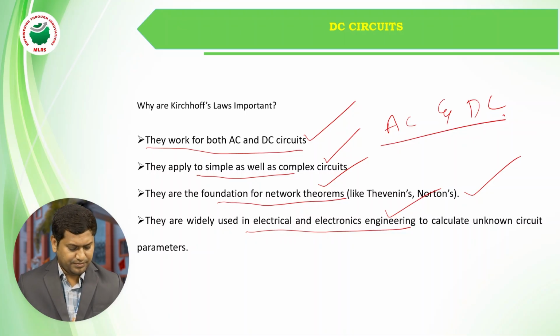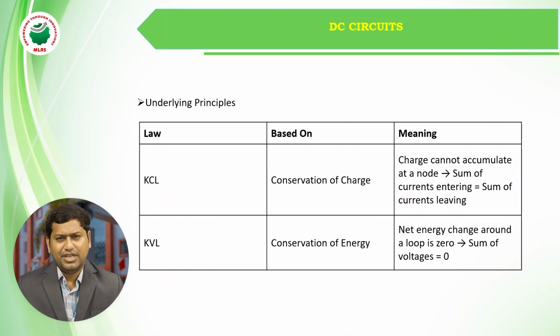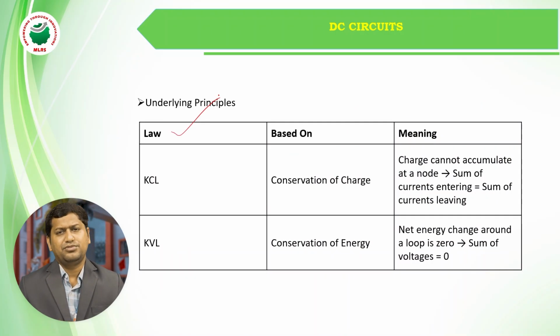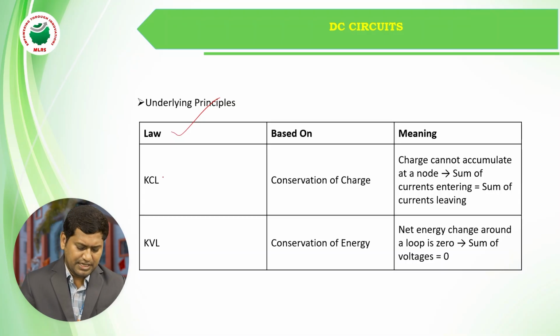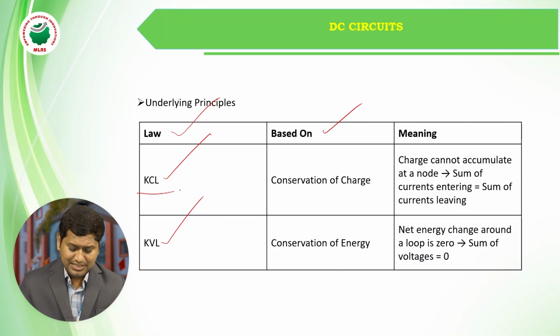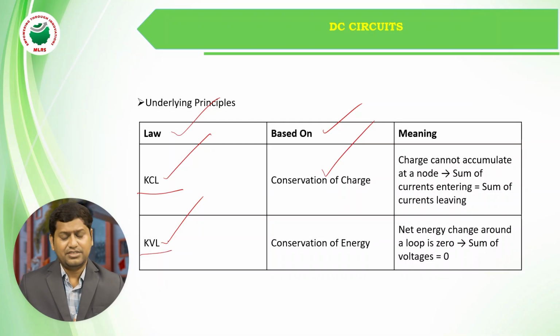So next, we have given a table which shows the two types of laws, KCL and KVL. KCL is shortly denoted for Kirchhoff's current law, and KVL for Kirchhoff's voltage law. KCL deals with conservation of charge, and KVL deals with conservation of energy.